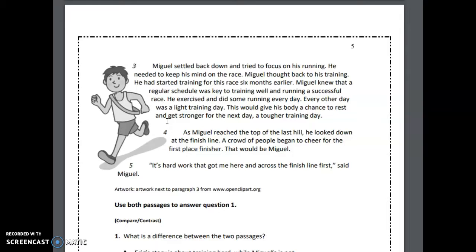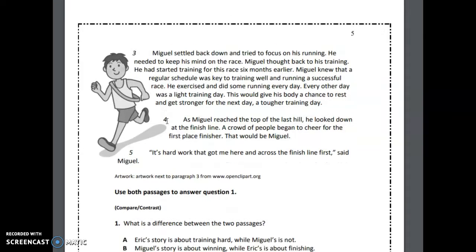As Miguel reached the top of the last hill, he looked down at the finish line. A crowd of people began to cheer for the first place finisher. That would be Miguel. "It's hard work that got me here and across the finish line first," said Miguel.